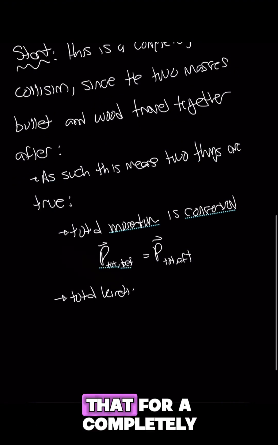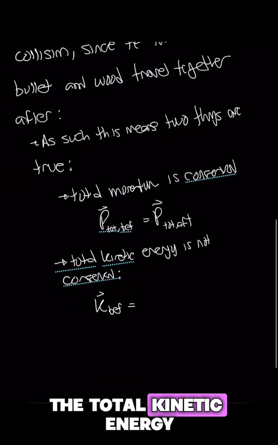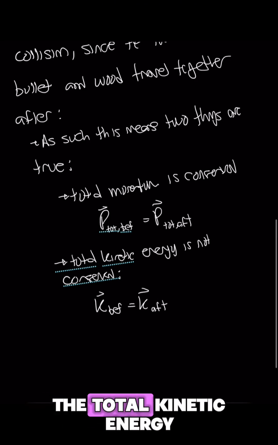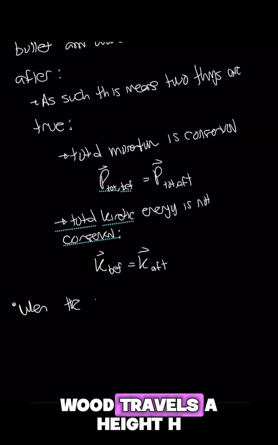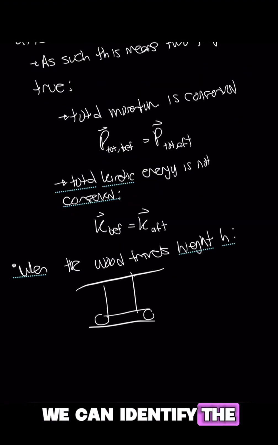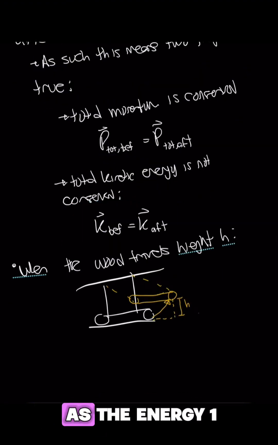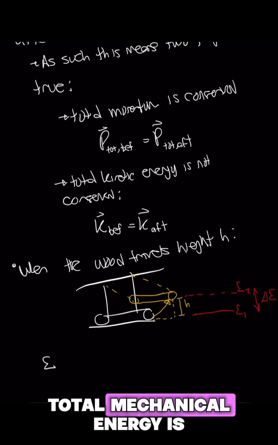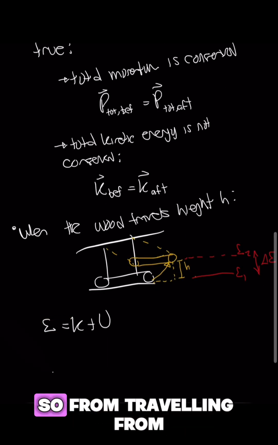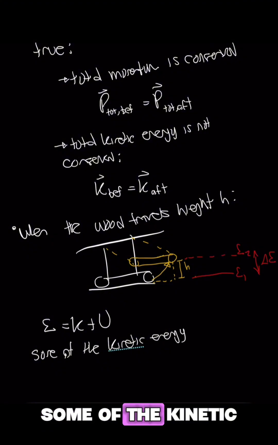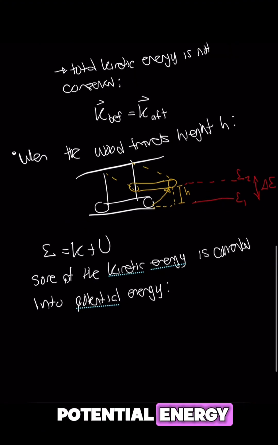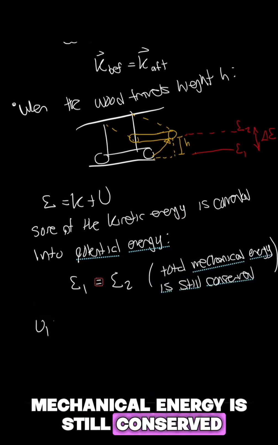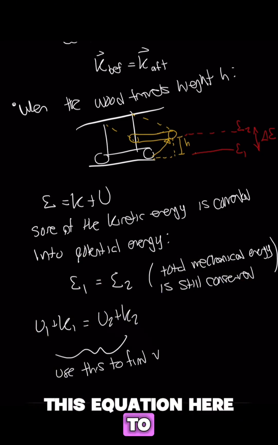The second thing is that for a completely inelastic collision, the total kinetic energy is not conserved. So the total kinetic energy before is not equal to the total kinetic energy after. And when the wood travels a height h, we can identify the bottom of the trajectory as the energy E1 and the top as the energy E2. The total mechanical energy is equal to K plus U, so traveling from E1 to E2, some of the kinetic energy is converted into potential energy, but E1 is always equal to E2 because we can assume that the total mechanical energy is still conserved. So we can use this equation to find the velocities.